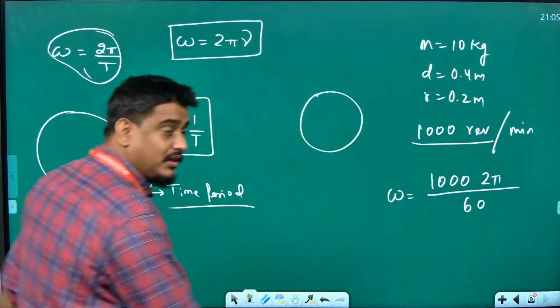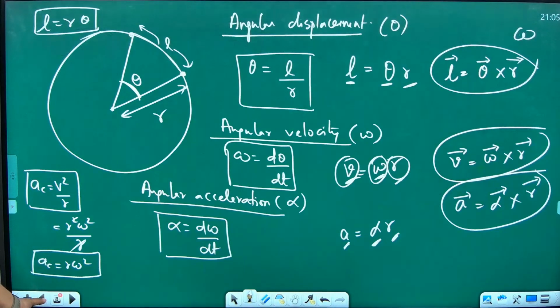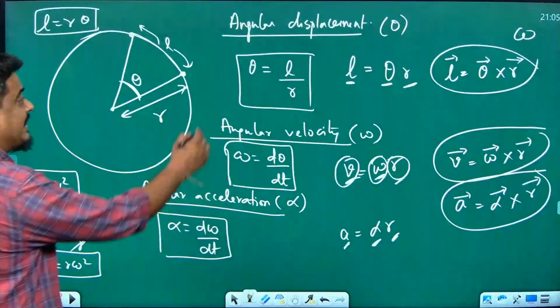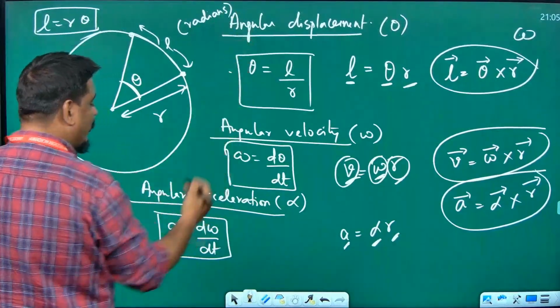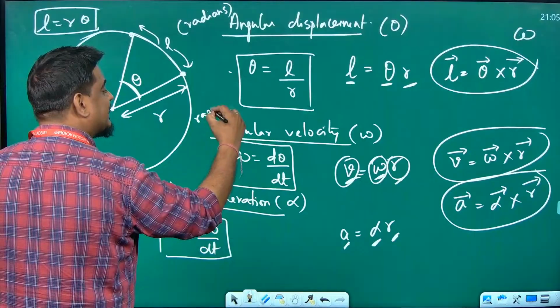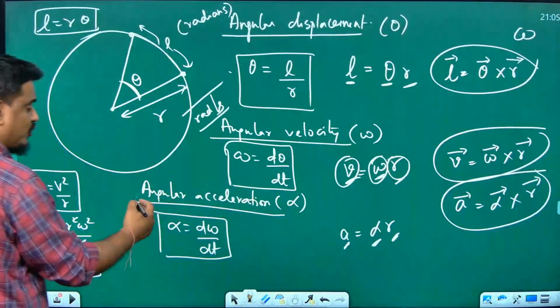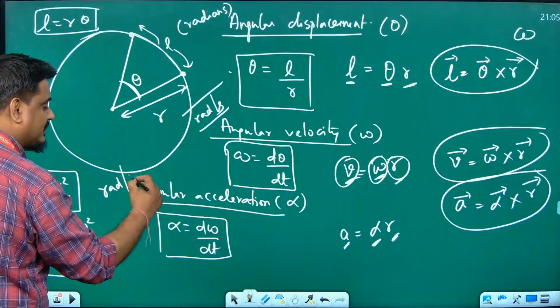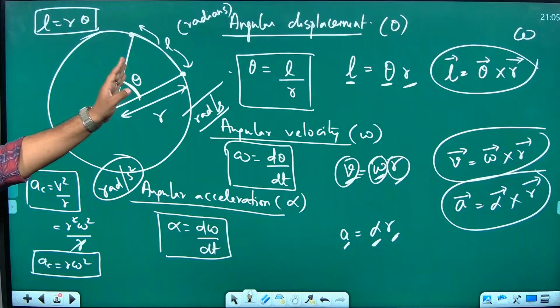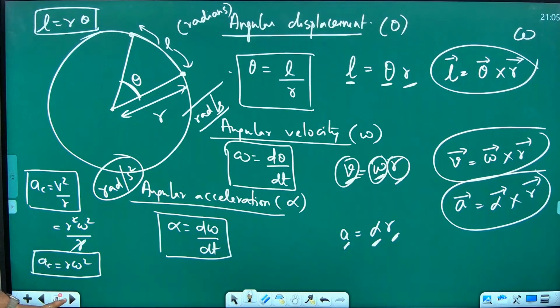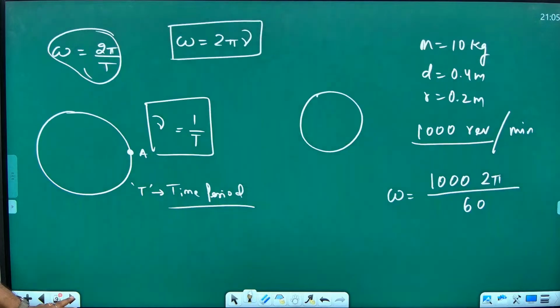Please, all of you note it down, that whenever you find angular displacement, it must be represented in radians. Whenever you find angular velocity, it should be in radian per second. And angular acceleration should be in radian per second square. Radians, radian per second and radian per second square. Write the units of angular displacement, angular velocity and angular acceleration. If you have written this, please pay attention. This question I will come back to.